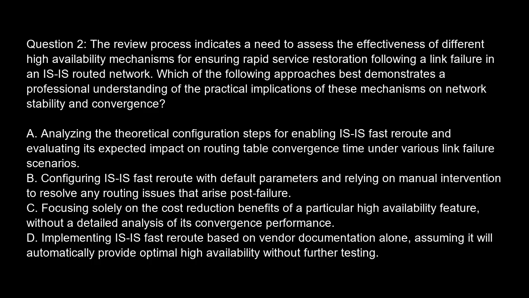Option C. Focusing solely on the cost reduction benefits of a particular high-availability feature, without a detailed analysis of its convergence performance. Option D. Implementing ISIS-fast reroute based on vendor documentation alone, assuming it will automatically provide optimal high availability without further testing.